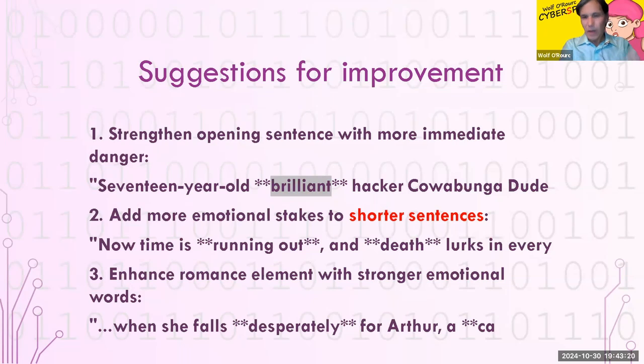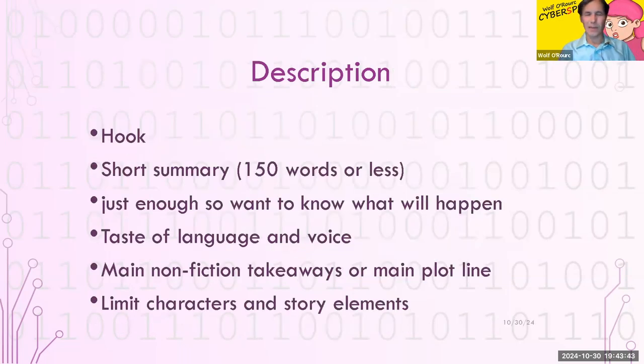And again, because I told it I want the romance in there, it told me to enhance the romance elements, desperately for art and so on. So you see, the AI is really good as a tool for suggestions, as long as you know what to tell it, and as long as you can then use your own judgment on the output to make it better. So I'll give a quick summary of what a good description should look like that you can then use to massage the results you get from us.